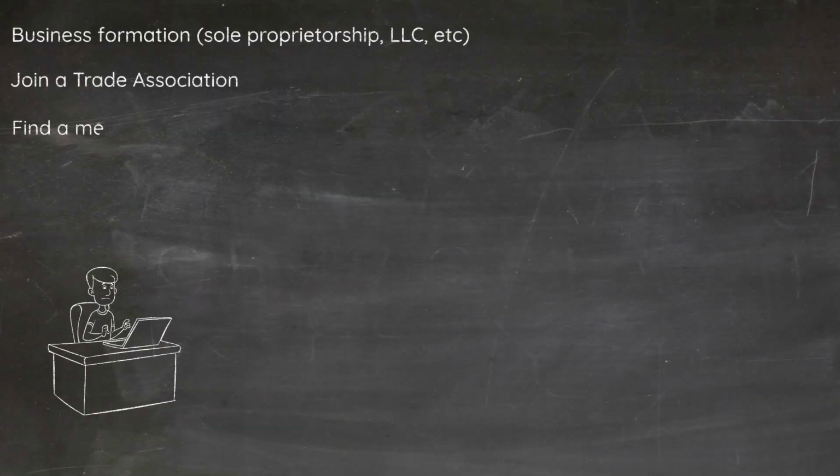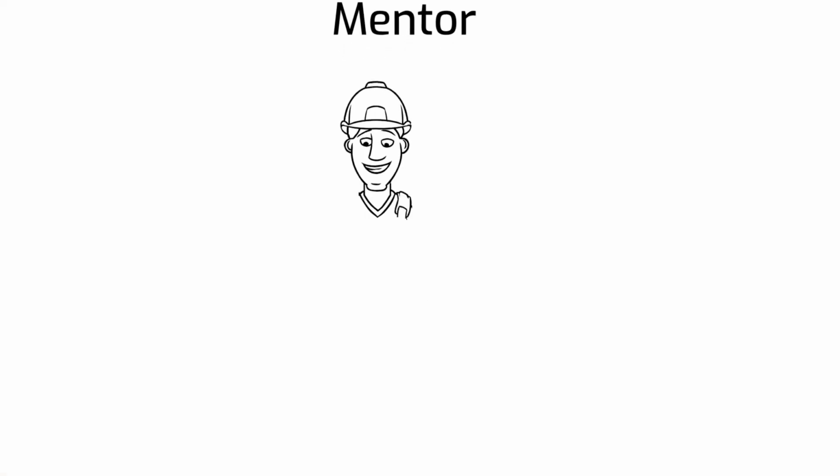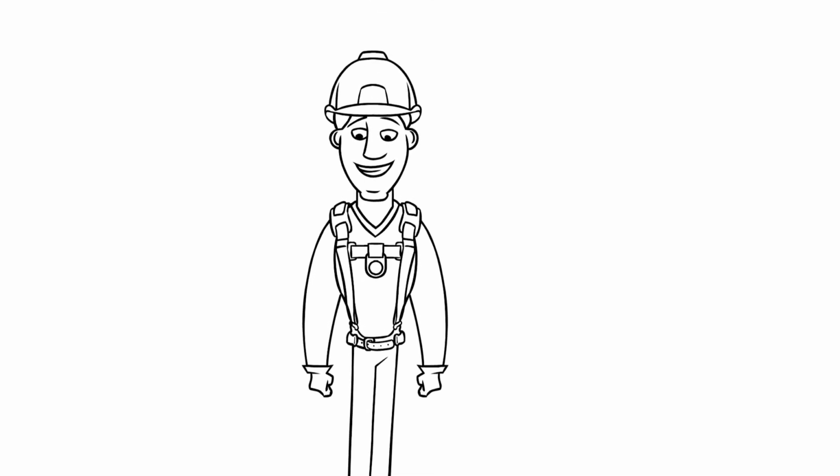The next thing you need to do is find a mentor, a home inspector who is fully licensed or is a full member of a trade association who's going to take you under his or her wing. A mentor must be an experienced home inspector who's capable of walking you through a lot of the steps we're talking about in this course.